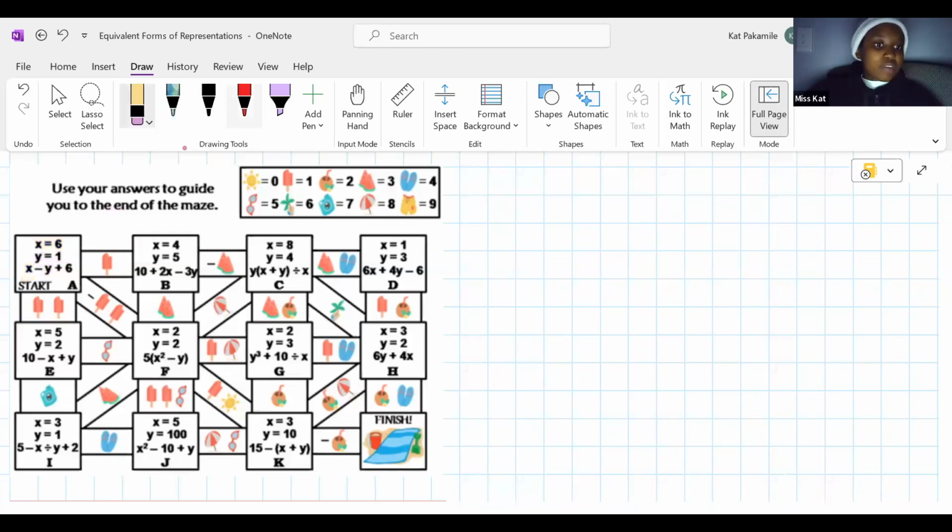So in my first block, we're starting at block A. What's my answer? X is 6, y is 1 plus 6. So we have 6 minus 1 plus 6.